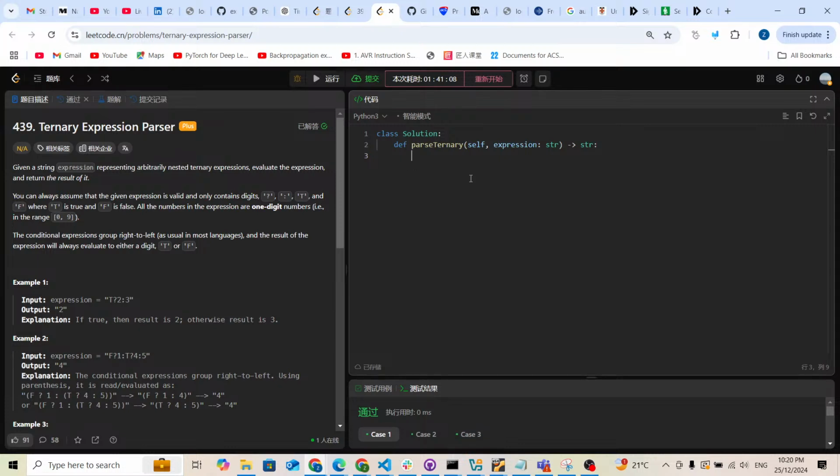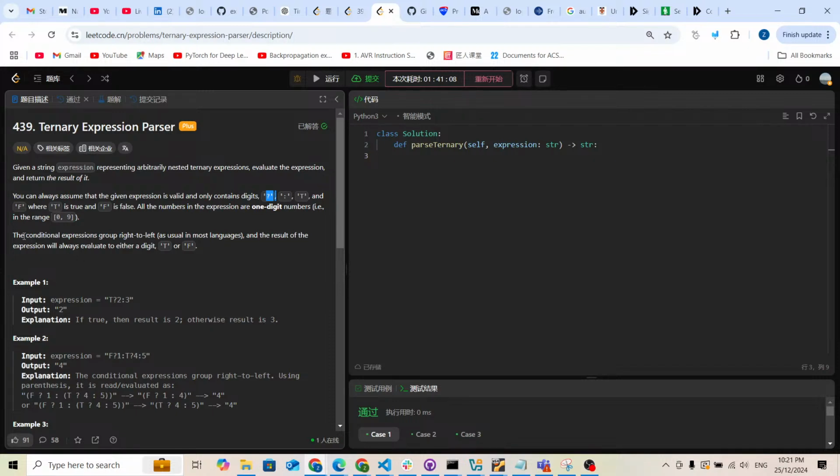Let's try to solve another LeetCode problem, 439, Ternary Expression Parser. For this problem, we are given an expression. Let's start to check the expression. We are given characters inside the expression. As we can see, there's a question mark and a colon, and there's a T and F. Except that, there are also one-digit numbers, from 0 to 9. For this problem, we're going to evaluate the expression and return the result.